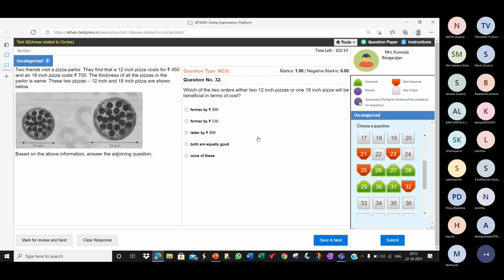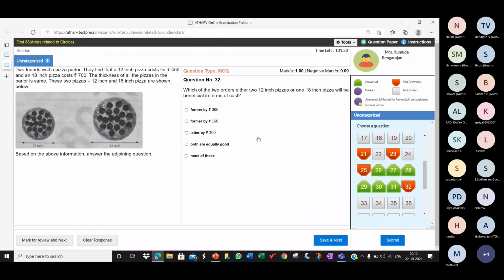What will be the cost of two 12-inch pizzas? 900. You need not find area and all that. One 12-inch pizza is 450 rupees. So two 12-inch pizzas will be 900 rupees. You don't have to find area and multiply anything here. One 12-inch pizza is 450, so two of it will be 900 rupees.